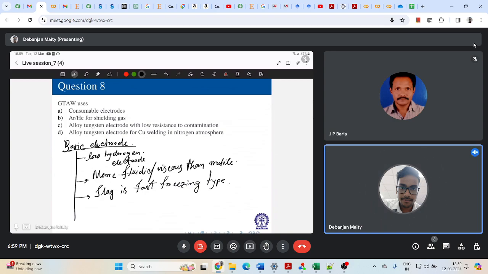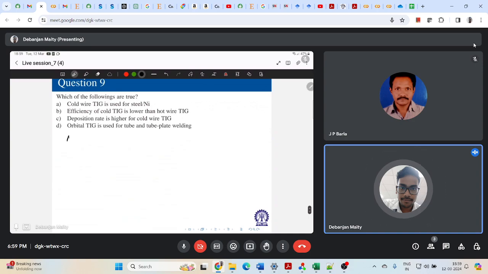Then you also have metal powder electrodes. What we have in metal powder electrodes, because of its powder nature, is that my deposition rate will be very high. High deposition rates can be achieved by increasing the iron powder content in your flux coating. You can increase your deposition rate, right?